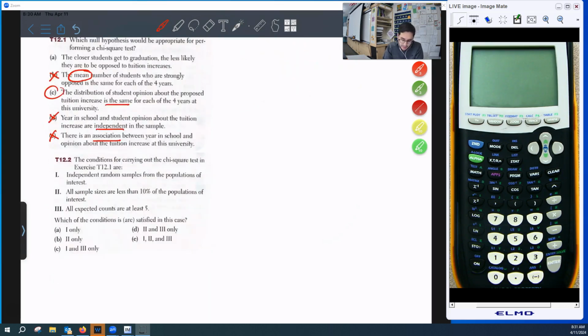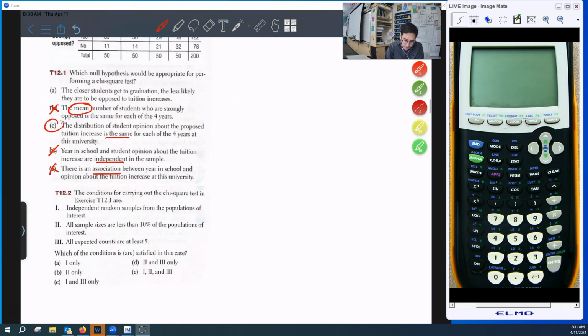The conditions for carrying out the chi-square test in exercise 12.1 are: 1. Independent random samples from the populations of interest. 2. All sample sizes are less than 10% of the populations of interest. 3. All expected counts are at least 5. Which of the conditions is or are satisfied in this case?